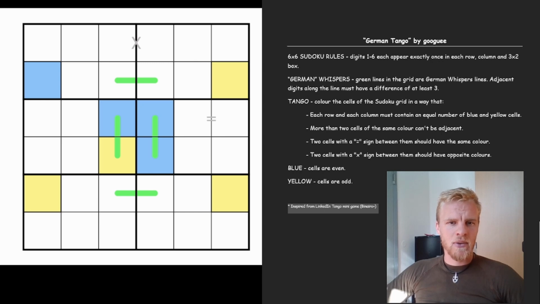And Tango. Color the cells of the Sudoku grid in a way that each row and each column must contain an equal number of blue and yellow cells. More than 2 cells of the same color can't be adjacent. 2 cells with an equal sign between them should have the same color, and 2 cells with an X sign between them should have opposite colors. All blue cells are even and all yellow cells are odd.